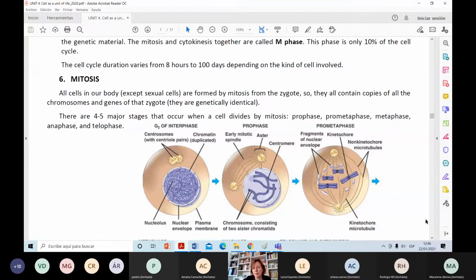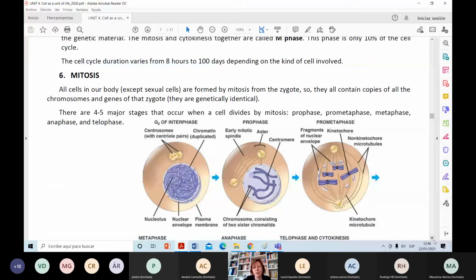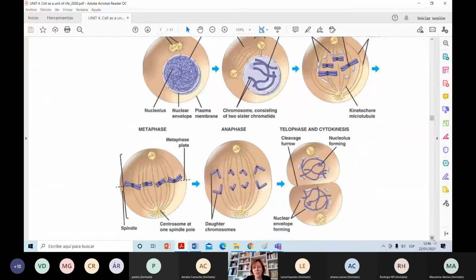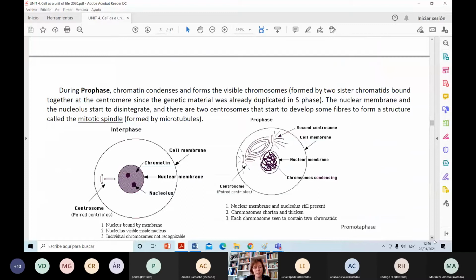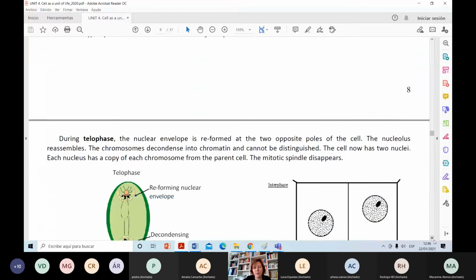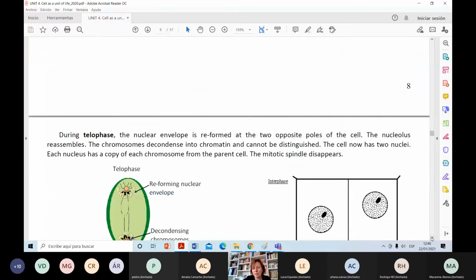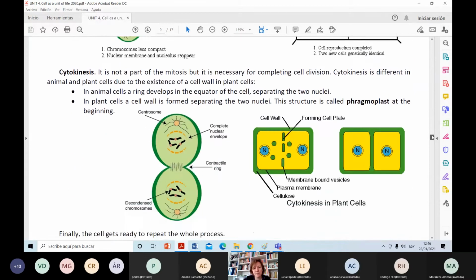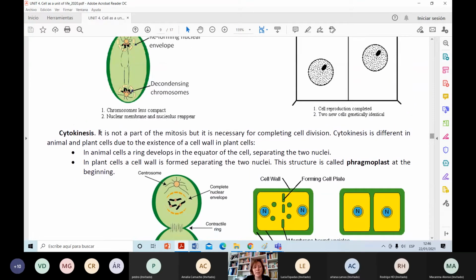You've got here the pictures that I showed you in the presentation the previous day. We'll go through it very quickly. This is one by one all the processes until we've got the cytokinesis, and we've got the differences between cytokinesis in animal cells and plant cells. That's what you've got in your book on page 38.